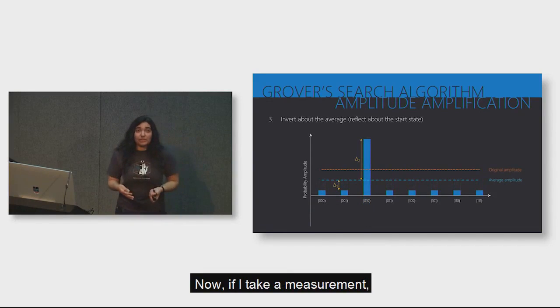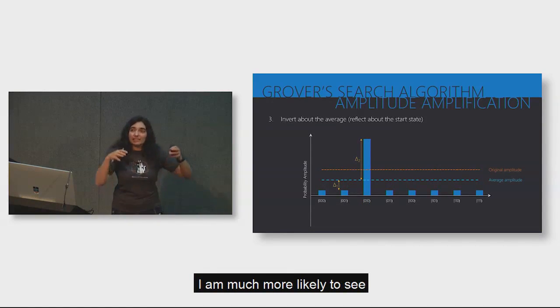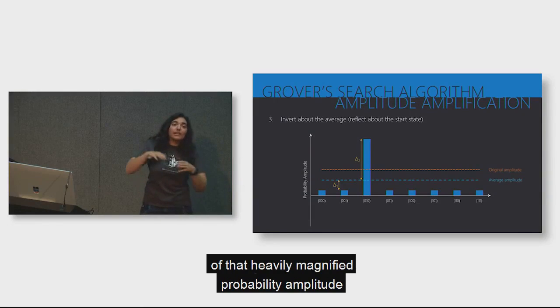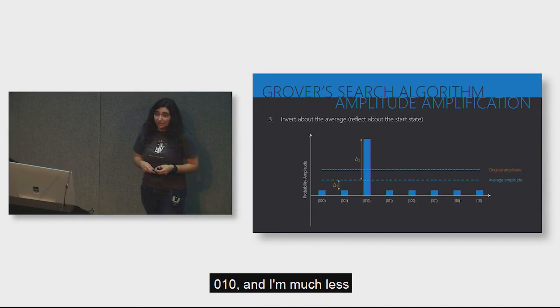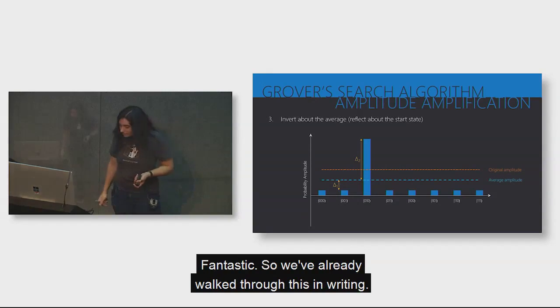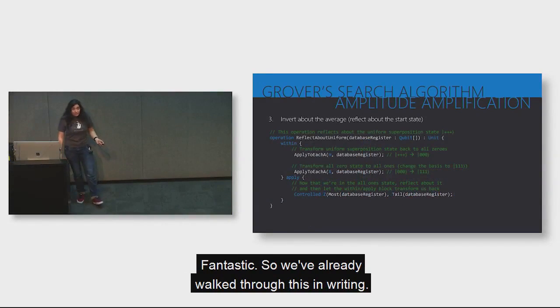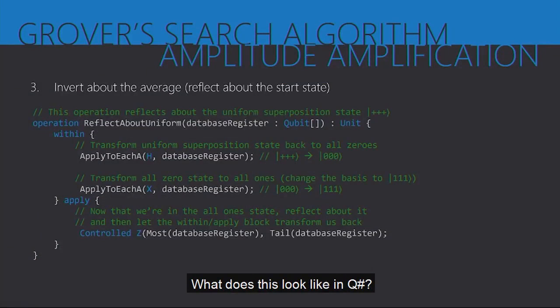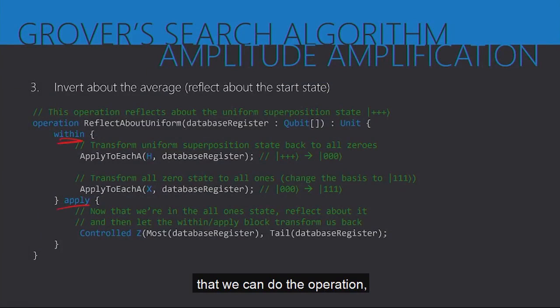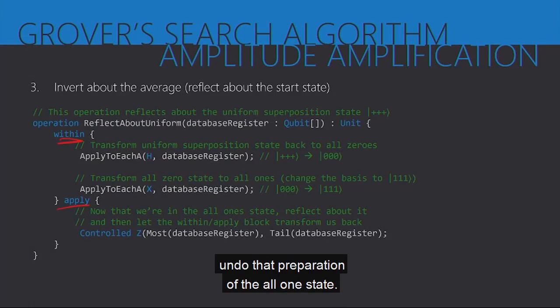Now, if I take a measurement, I'm much more likely to see the 0, 1, 0 state because of that heavily magnified probability amplitude for the marked state 0, 1, 0. And I'm much less likely to measure any of the other states. Fantastic. So we've already walked through this in writing. What does this look like in Q sharp? Again, we're making use of this handy within apply so that we can do the operation, the control Z, and then undo that preparation of the 1 state.